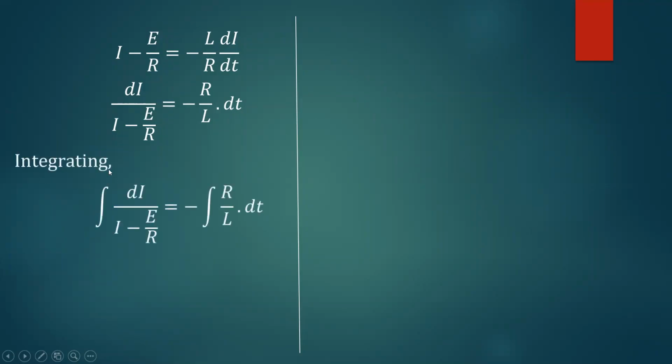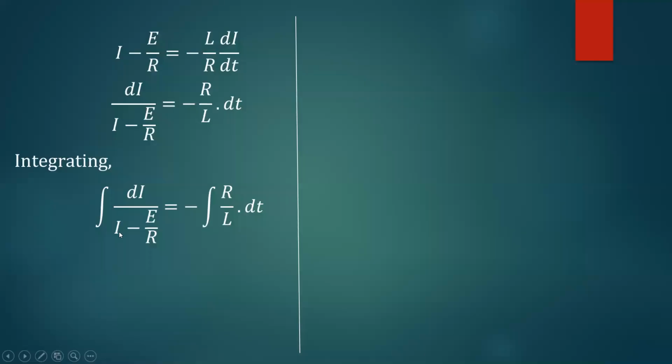Okay, integrate this equation. That will give you the integration of di by I minus E by R equal to minus R by L into dt. So this is of the form 1 by I minus E by R into di. I is the variable in the denominator. It is of the form 1 by I minus x, so you have to integrate this with respect to I.